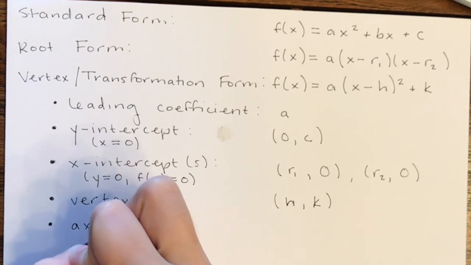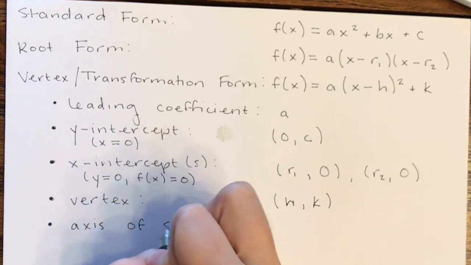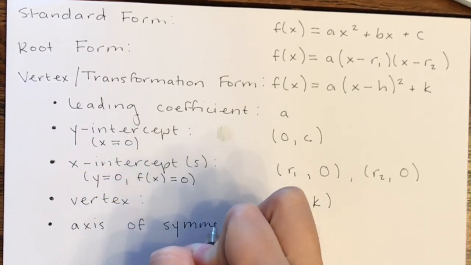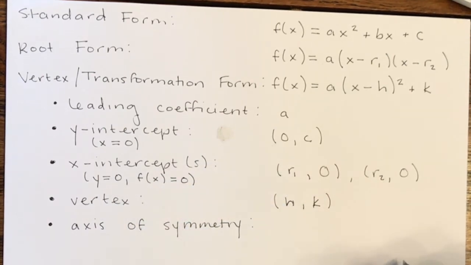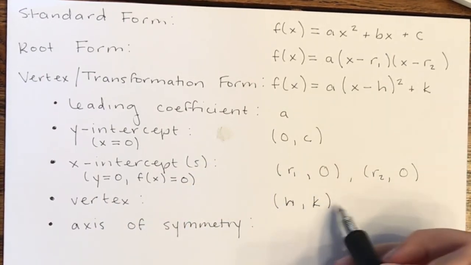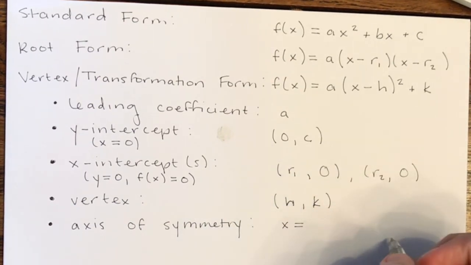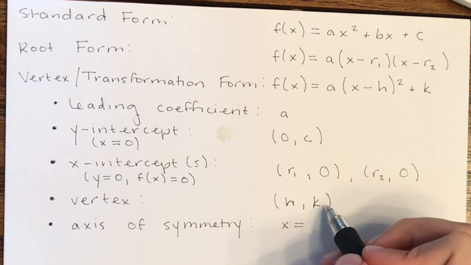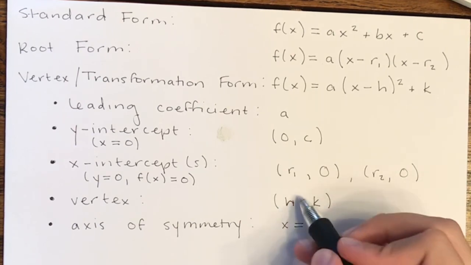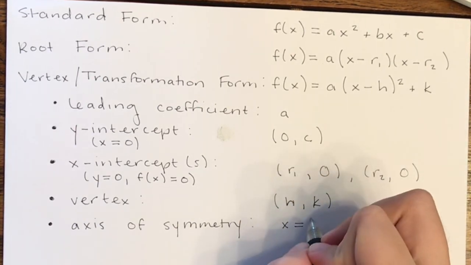And last but not least, what is the axis of symmetry? Where can we find that? Well, again, remember, if we know what the vertex is, then our axis of symmetry is the vertical line, so x equals, that passes through this point. So it's going to have the same x value as this point, which is h.